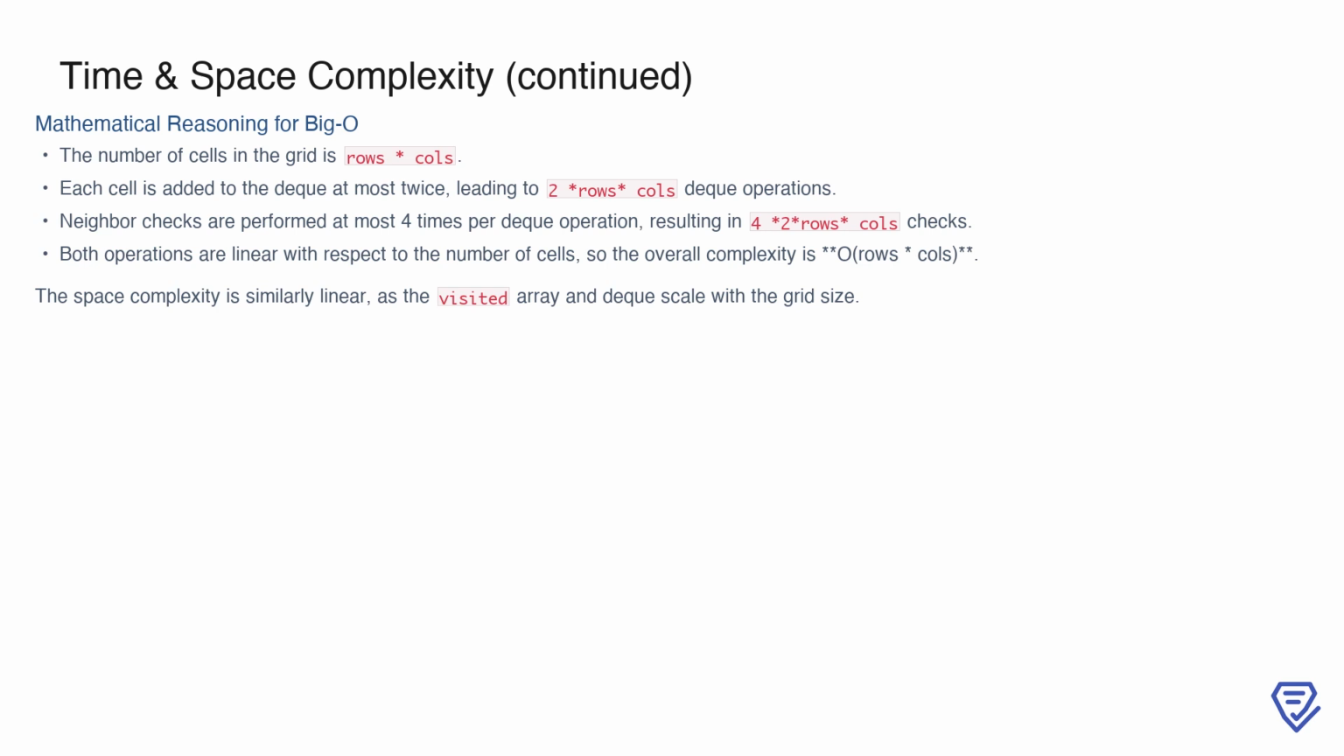For every deque operation, the algorithm performs up to 4 neighbor checks. Therefore, the total number of neighbor checks is bounded by 4 * 2 * rows * cols.